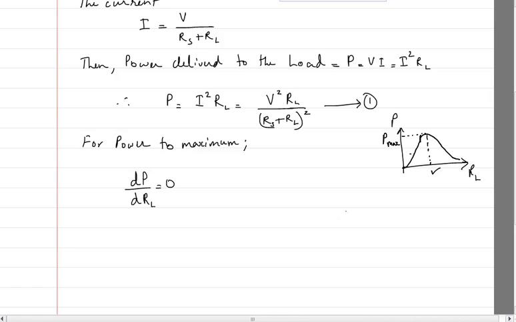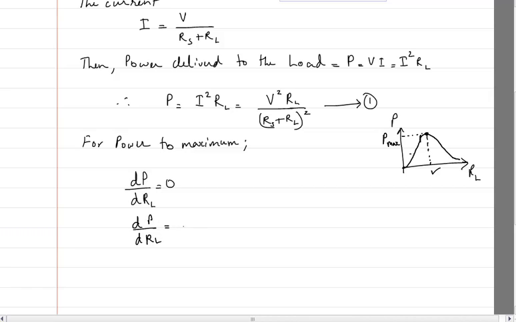Okay, so if this is the curve of the rate of change of dP with respect to RL, then we all know that this point will occur whenever dP by dRL is equal to 0. This is the maximum condition that you have studied in maxima minima. So for dP with respect to RL, basically we have to do the differentiation, dP by dRL of P.